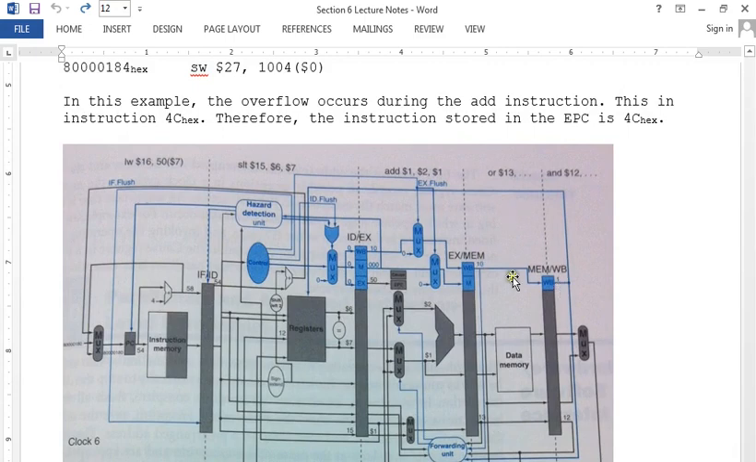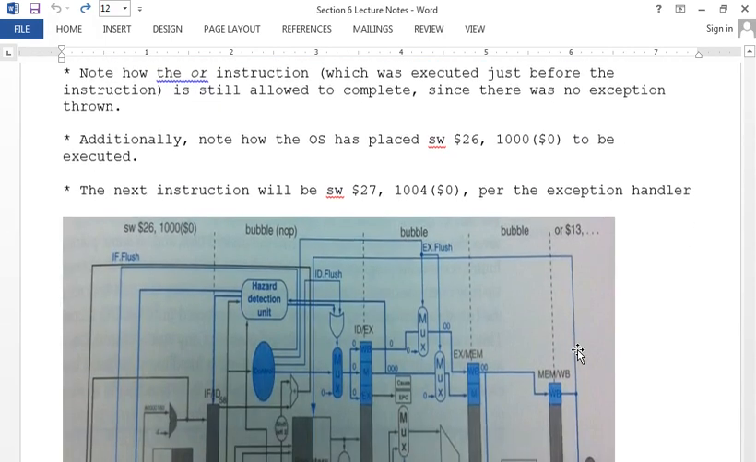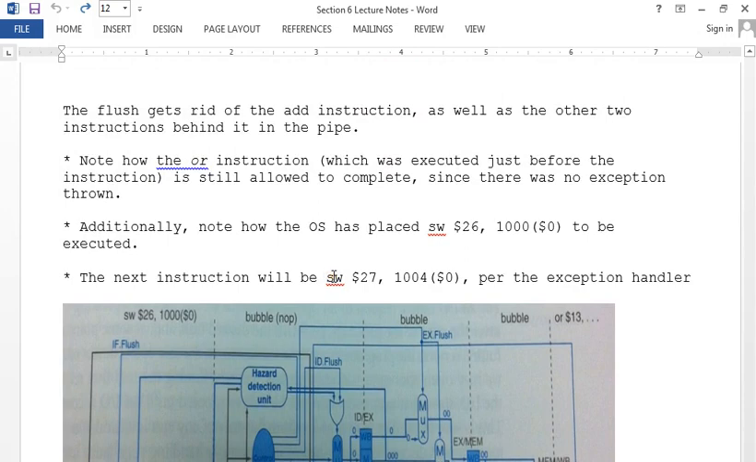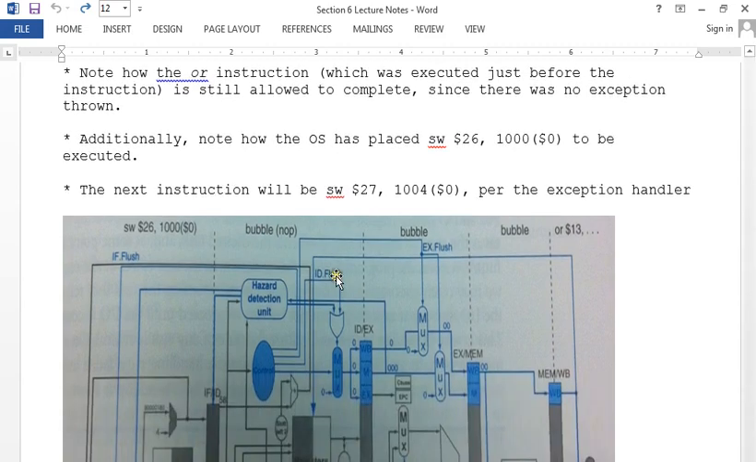So the values before, so this OR value is allowed to complete, and the AND instruction before it is allowed to complete as well. So what's going to happen is we perform this store word operation. We're going to get to 26 and 27. Those values are going to be loaded into the data memory to be used by the operating system. And then we have a no-op, and it's going to perform those 2 store word instructions.